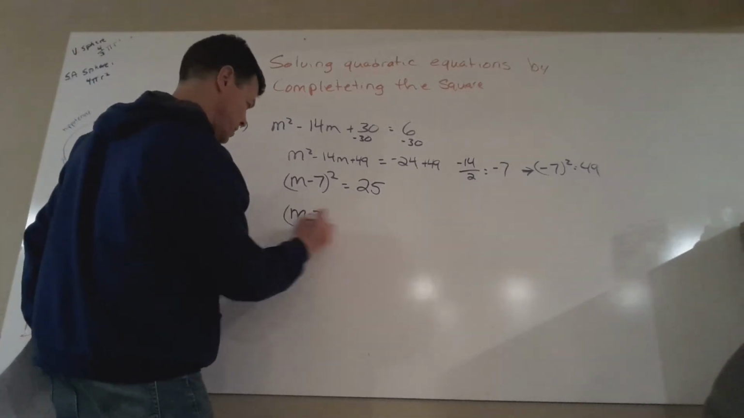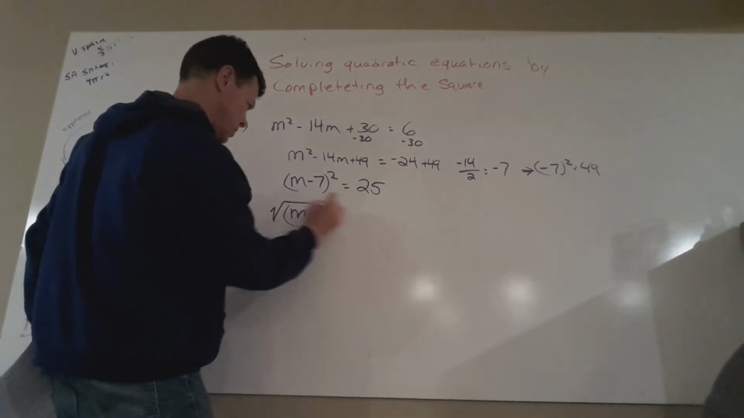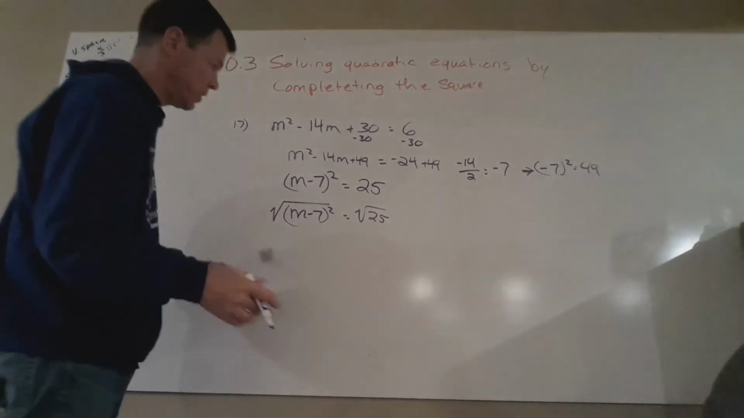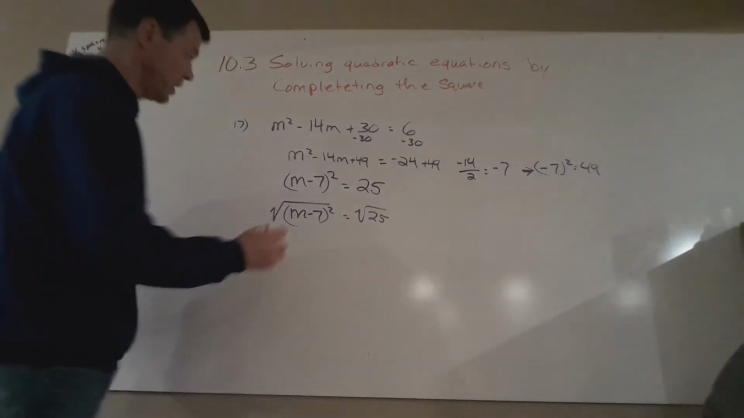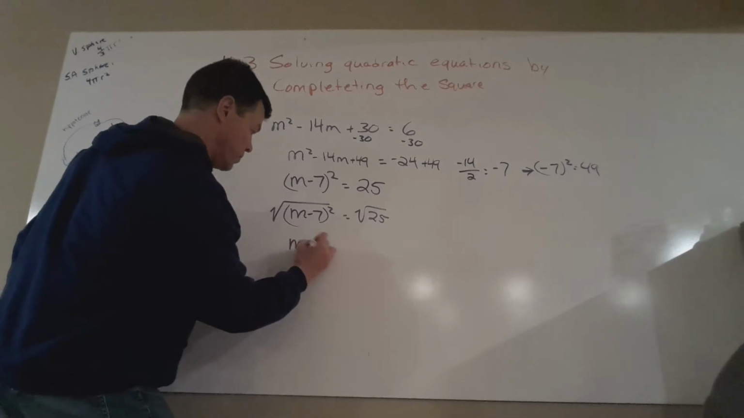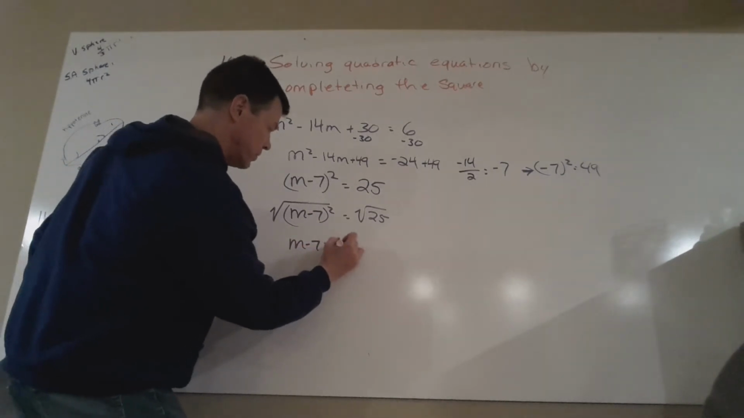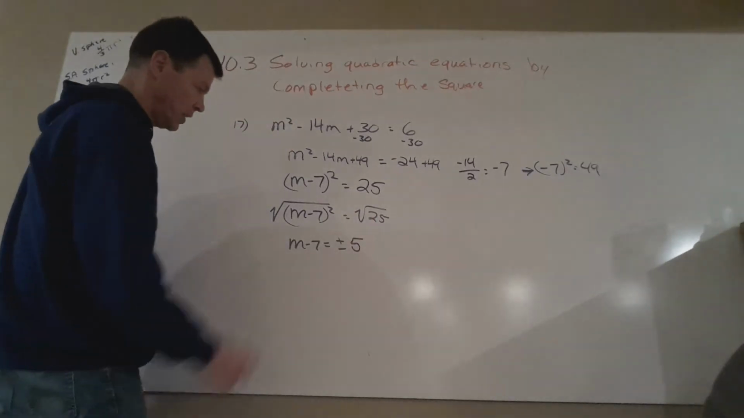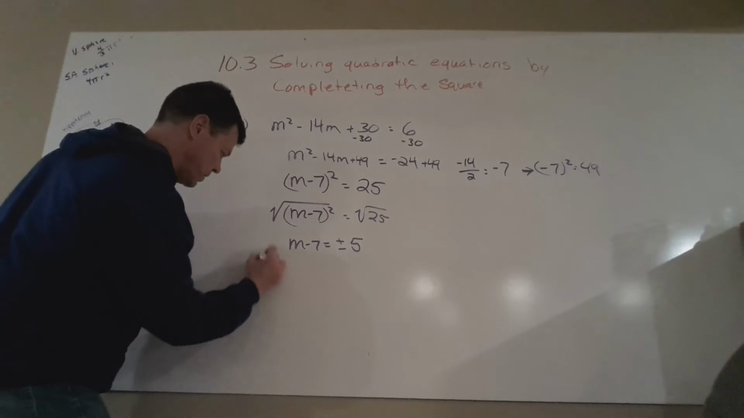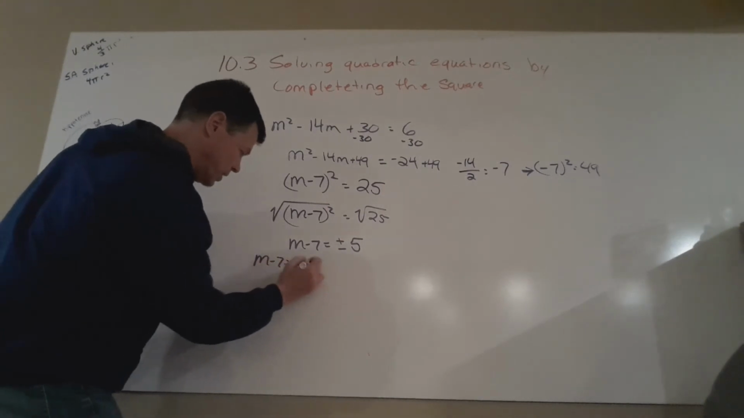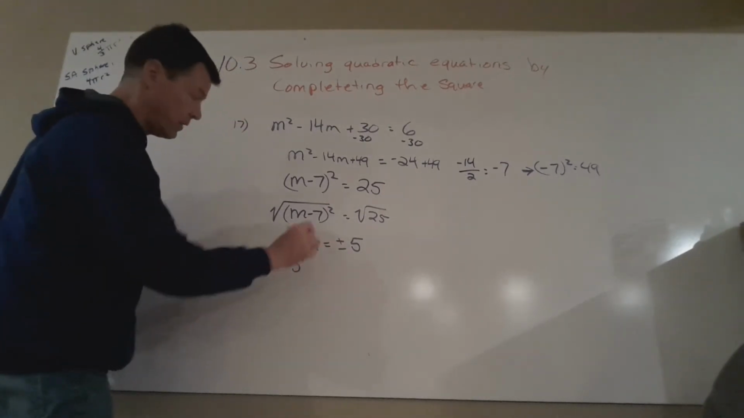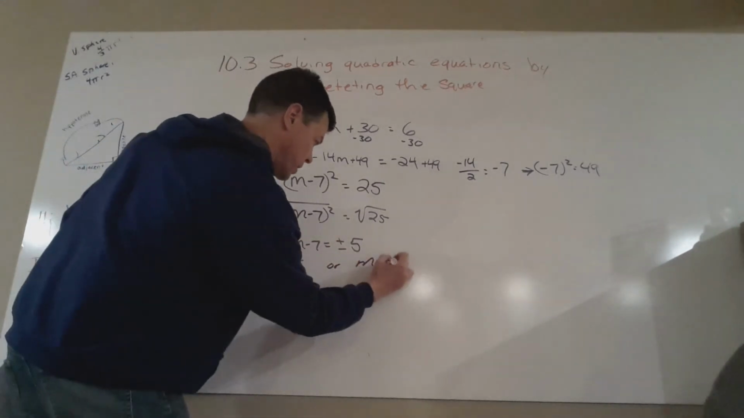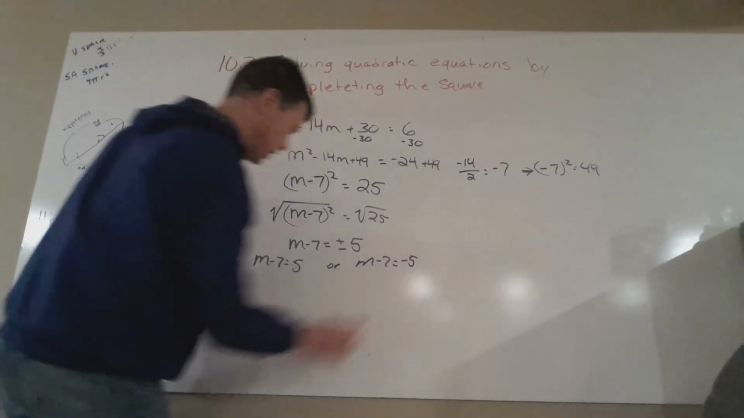M minus 7 squared equals 25. When we're dealing with the x squared, I need to account for both positive and negative. So m minus 7 is going to equal plus or minus 5. Square root of 25 equals 5. So m minus 7 equals 5. This is important. Just remember to include both positive and negatives here. M minus 7 equals 5, or m minus 7 equals negative 5.